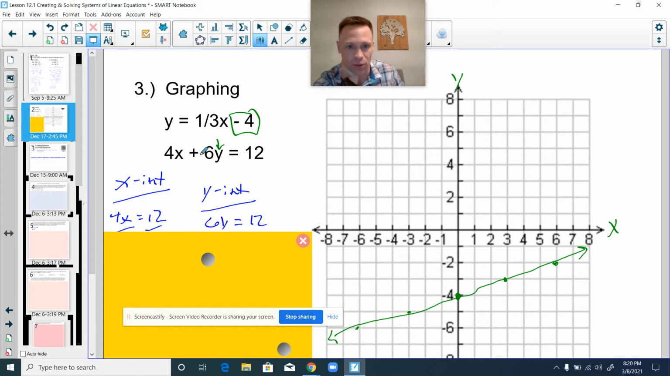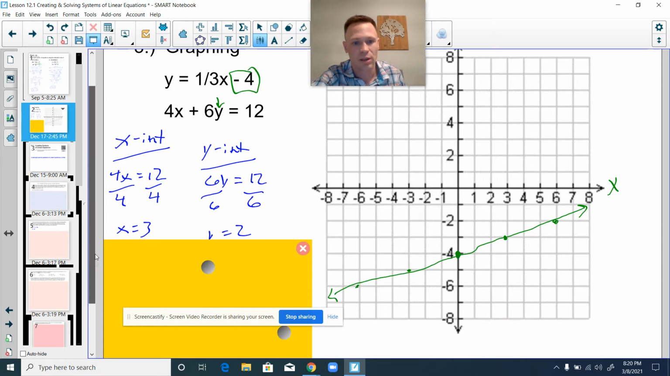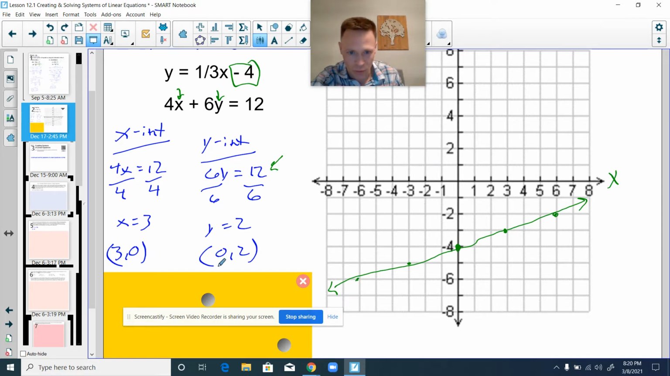So if I substitute 0 in for y, 6 times 0 just goes away, right? And so I'll end up with 4x is equal to 12. I divide both sides by 4, and I get x equals 3. And my coordinate point ends up being 3, 0. And you can already see the y stuff. If I'm solving for a y-intercept, 0 goes in for x. And so 4 times 0 is just 0. So I'm left with 6y equals 12. So I'm dividing both sides by 6. I get y equals 2. So my coordinate point is 0, 2.